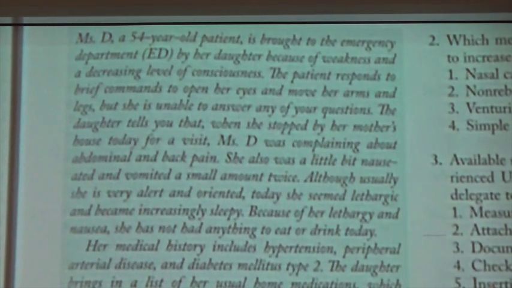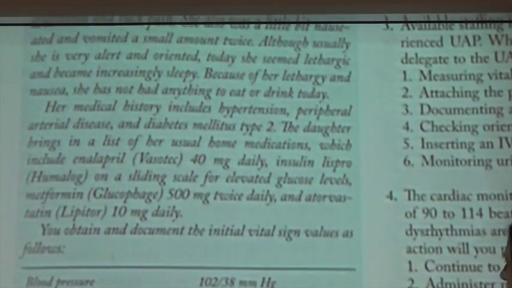Her medical history included hypertension, peripheral artery disease, and diabetes type 2. The daughter brings in a list of her usual home medicines, which include enalapril, insulin lispro on a sliding scale, glucophage or metformin, and Lipitor. You obtain and document the initial vital sign values as below. So blood pressure 102 over 38, a heart rate of 102, O2 sat is 76. We are not perfusing. Respiratory rate is 40, and her temperature is 102.